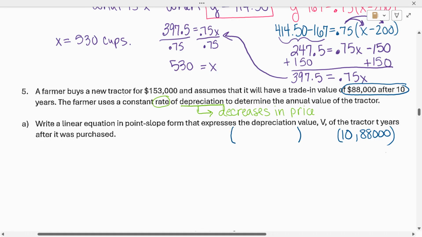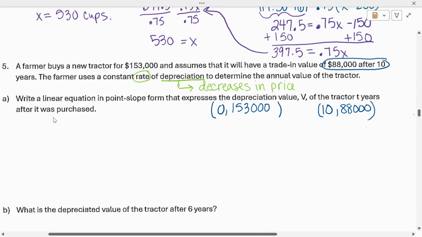What about when my tractor is brand new? How many years old is it when I first buy it? It's 0 years old. So that's going to be the ordered pair 0, 153,000. I do not put commas in my ordered pairs, even if I'm using the thousands, because otherwise it looks like you got an ordered pair with three commas in there. That's confusing. So just leave it like that.